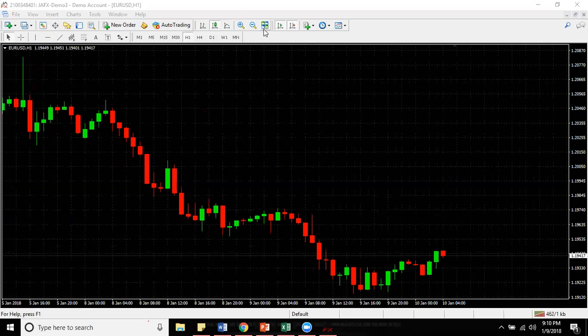It's to the right of the minus sign. The minus, what is that called? Magnifying glass. It's to the right of it.